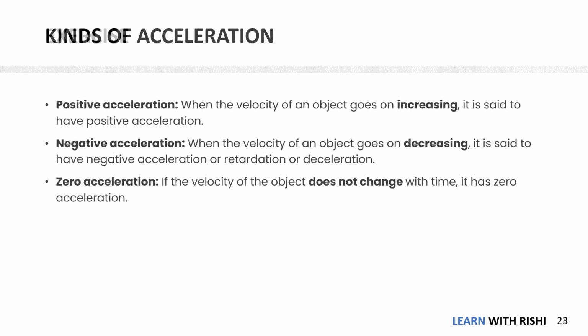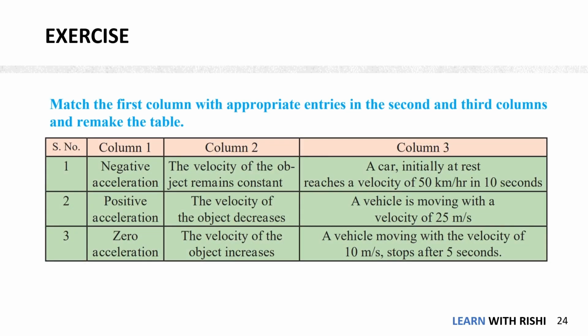Let us move ahead. Let us solve this exercise which is given in your textbook. We need to match the first column with appropriate entries in the second and third columns, and fill the table. Here we have negative acceleration, positive acceleration, zero acceleration. In column 2 we have definitions of them. The velocity of the object remains constant. Where does it remain constant? It remains constant in zero acceleration. So we'll mark zero acceleration for the velocity of the object remains constant. Velocity of the object decreases in negative acceleration, and it increases in positive acceleration.